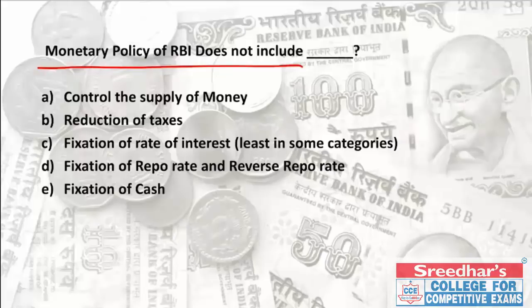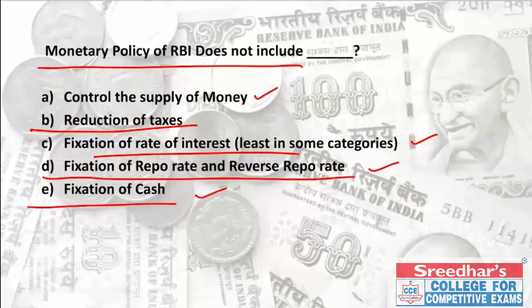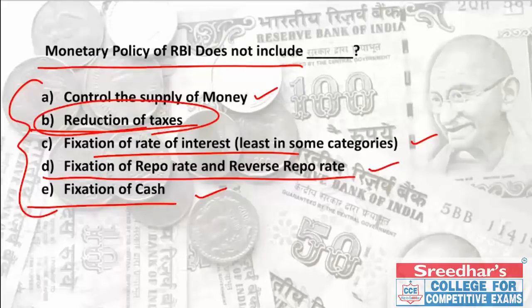Monetary policy of RBI does not include which of the following? It does not include reduction of taxes. So monetary policy includes the control and supply of money, likewise fixation of rate of interest, fixation of repo and reverse repo rate, fixation of cash reserve ratio, all these it will include, but reduction of taxes is what is not present in the monetary policy of RBI.